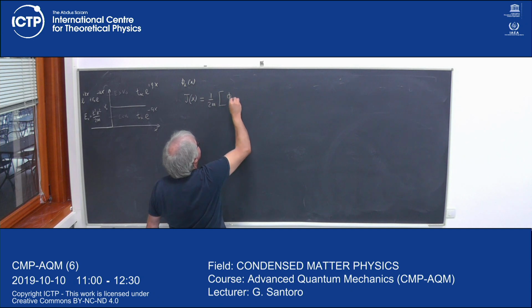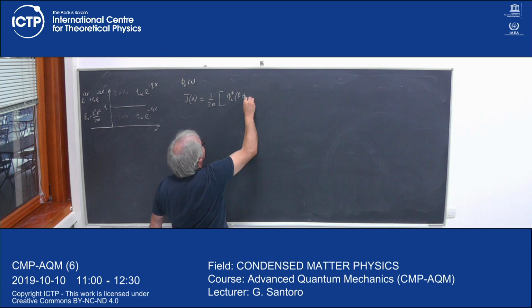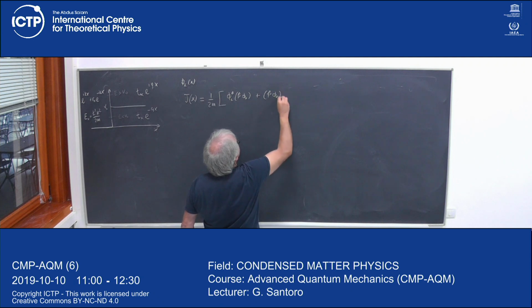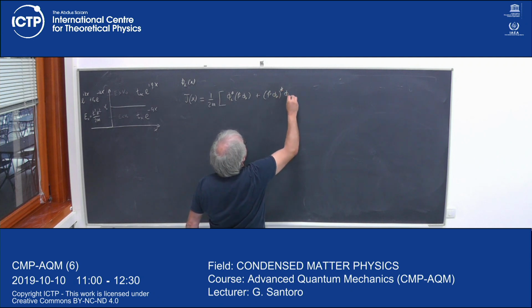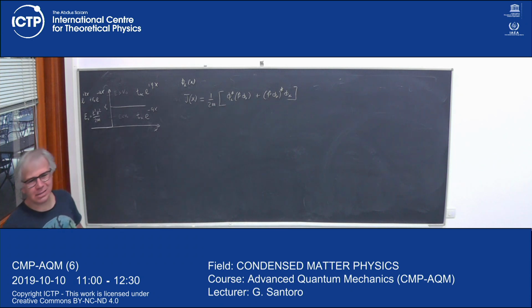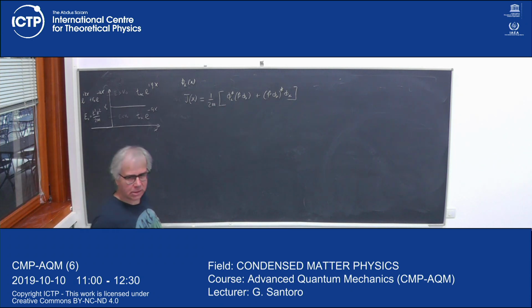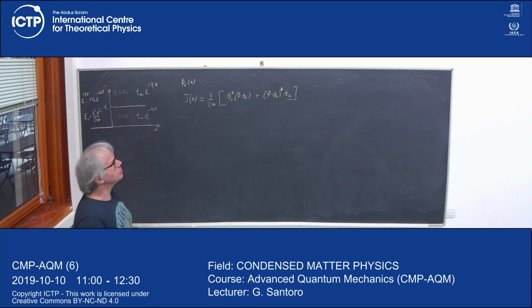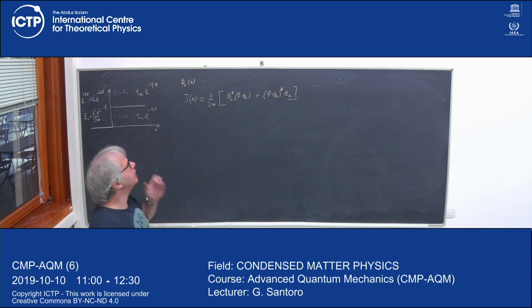It would be phi_k star, the momentum applied to phi_k, plus, in a democratic way, the momentum applied to phi_k star, times phi_k. This is the kind of easy way of remembering the stuff. Good. And remember, P over m is the velocity somehow.